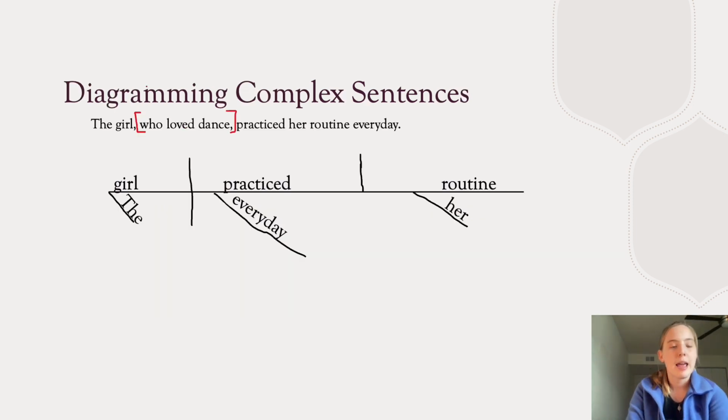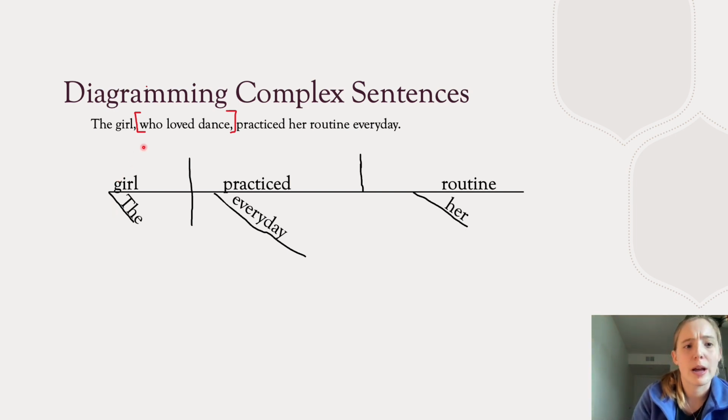When I diagram complex sentences, we start with what we know. We start with the principal clause. Girl, what does she do? Practice. What does she practice? Routine. When did she practice it? Well, she practiced every day. Whose routine? Her routine. Which girl? The girl. And that's very straightforward. We've done this for quite a while.